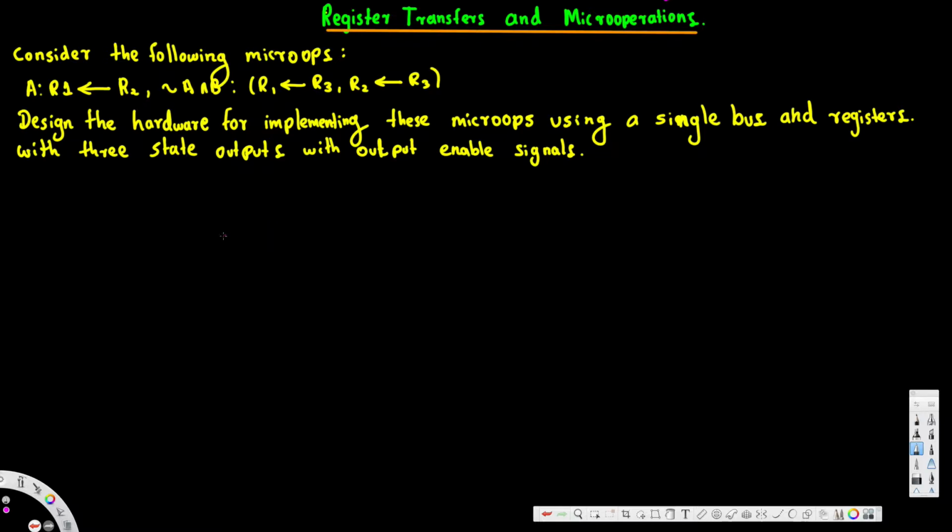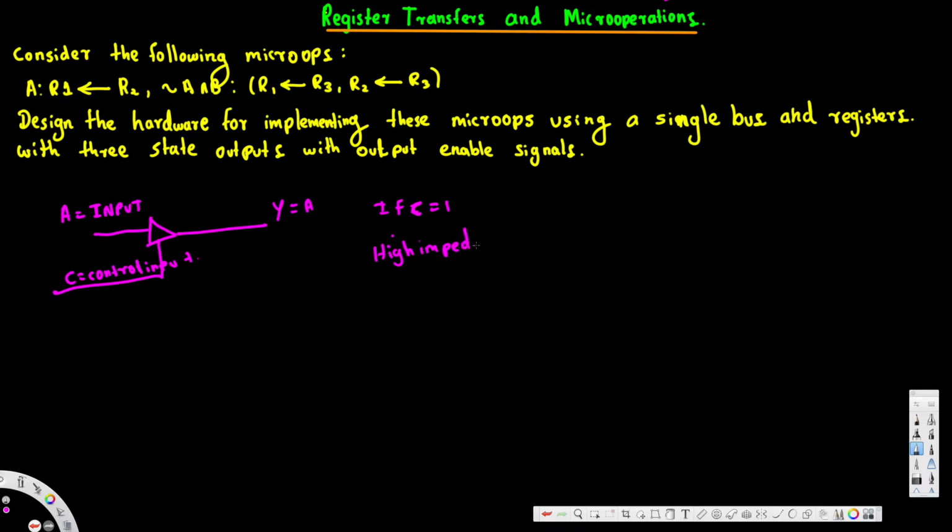But before that, let's look at this design. This part is input. A is input. And this one is control input. Control input. And this one is Y equal to A if C is equal to 1, but high impedance if C is equal to 0. High impedance if C is equal to 0. Okay, let's go ahead and continue.